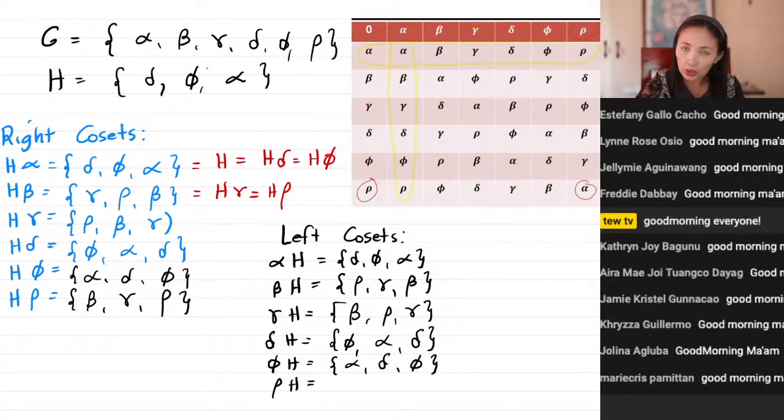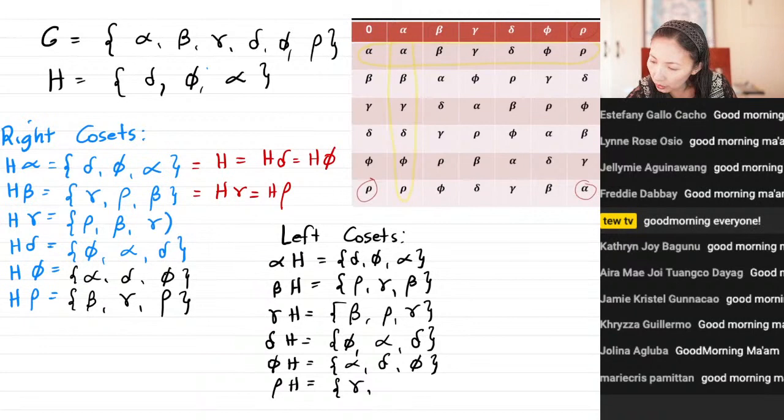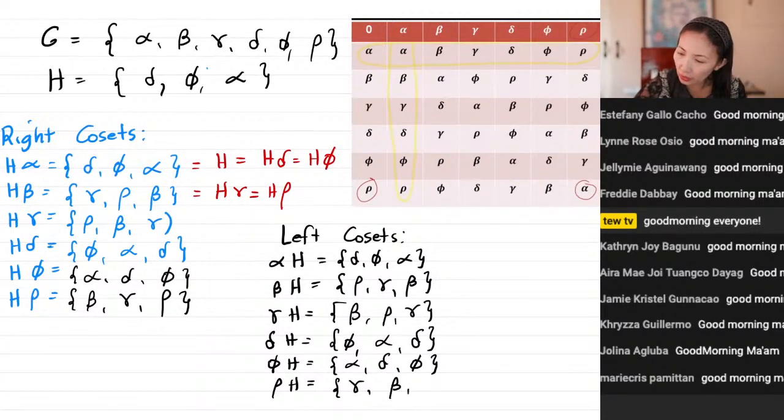Next, rho times H. Rho times delta is gamma. Rho times phi is beta. And finally, rho times alpha will be rho.